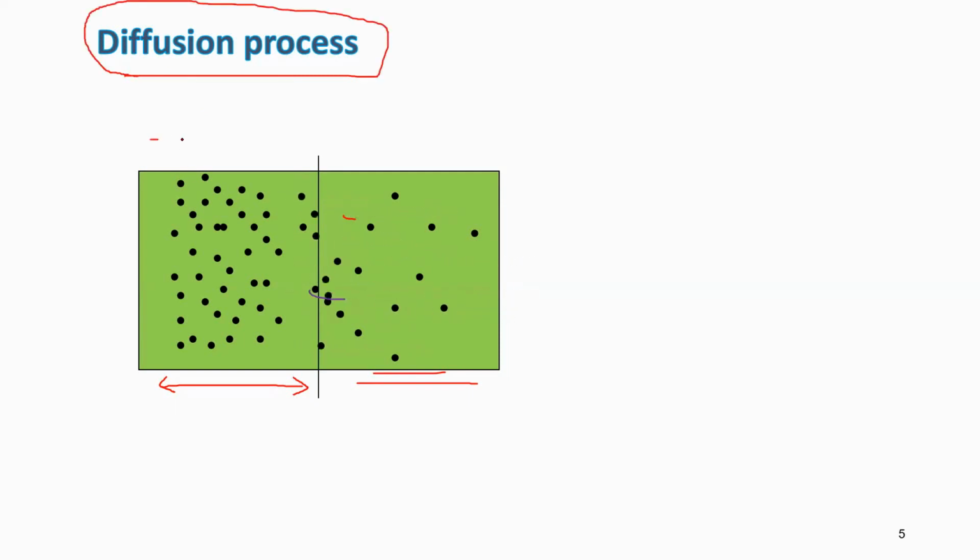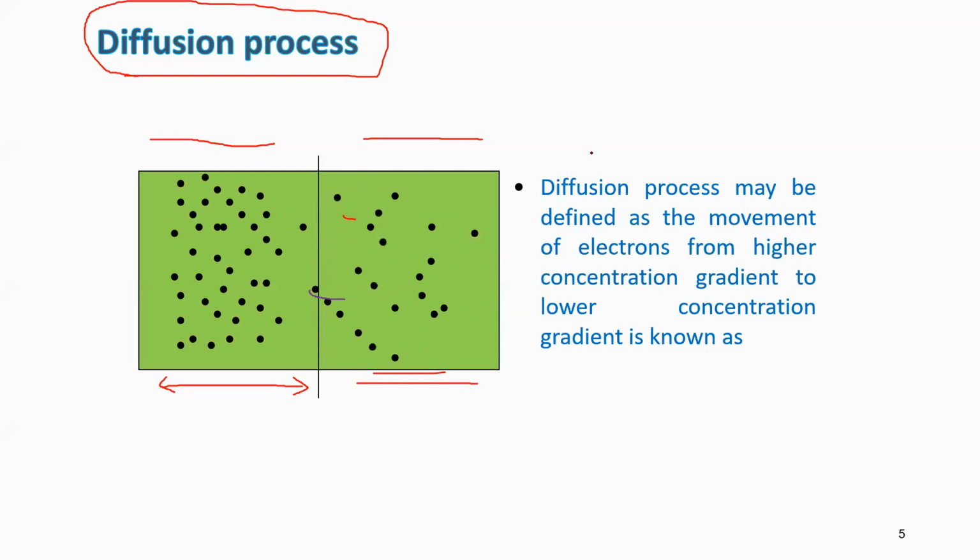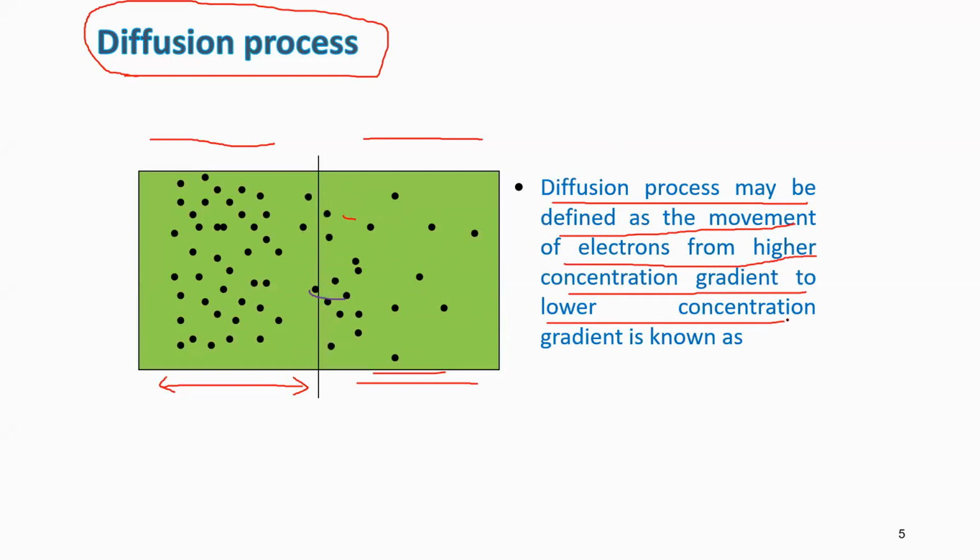We have a high concentration gradient here, and a low concentration gradient here. So from high to low there is a movement. This is called diffusion, and we are not applying any external supply across that. The entire thing is happening due to concentration gradient. So the diffusion process may be defined as the movement of electrons from a higher concentration gradient to a lower concentration gradient, and it is known as diffusion.